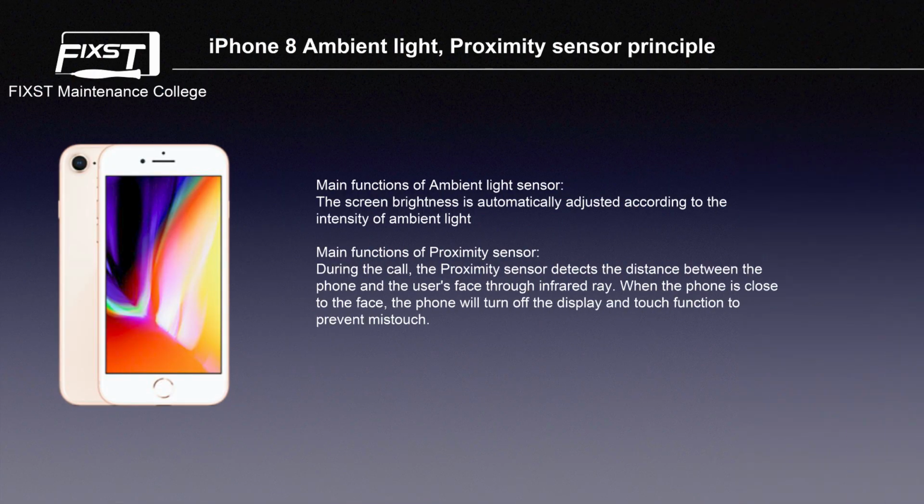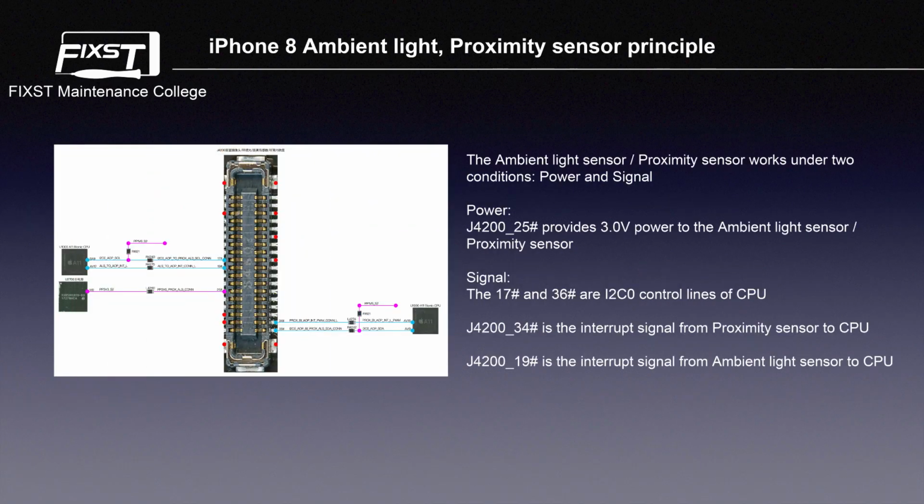Before starting our class, let's check the main function of the ambient light sensor and the proximity sensor. Okay, now let's check the ambient light sensor first. The screen brightness is automatically adjusted according to the intensity of ambient light. And the proximity sensor: during a call, the proximity sensor detects the distance between the phone and the user's face through infrared. When the phone is close to the face, the phone will turn off the display and touch function to prevent mistouch. Okay, now let's have our class.